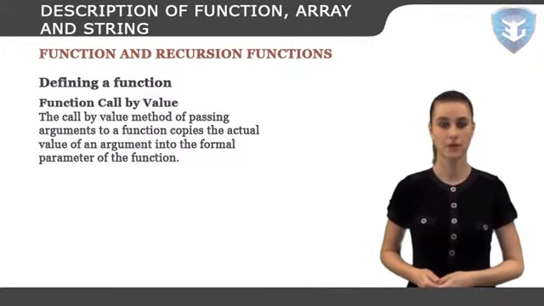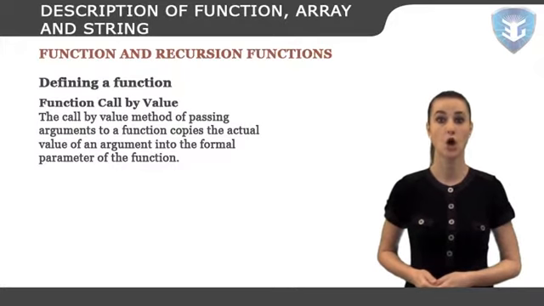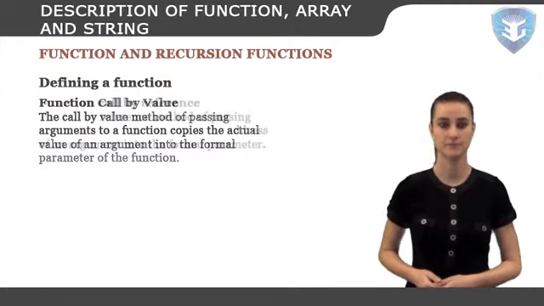Function call by value. The call by value method of passing arguments to a function copies the actual value of an argument into the formal parameter of the function. In this case, changes made to the parameter inside the function have no effect on the argument.